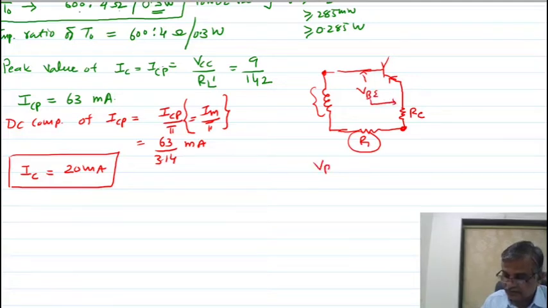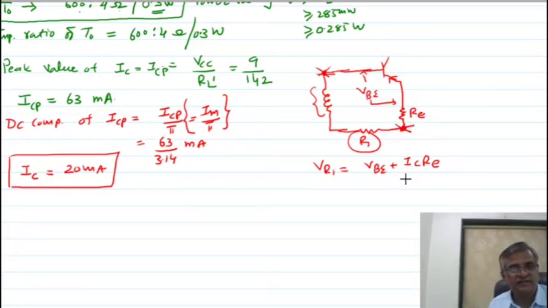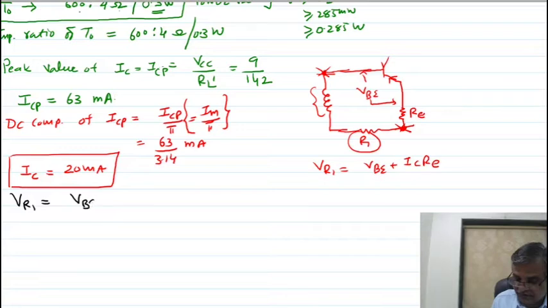So I can write voltage across R1 is VB plus IRE. Instead of IE, I am writing ICRE. So between these 2 points, your voltage is this. So I am writing VR1 is equal to VB plus ICRE.